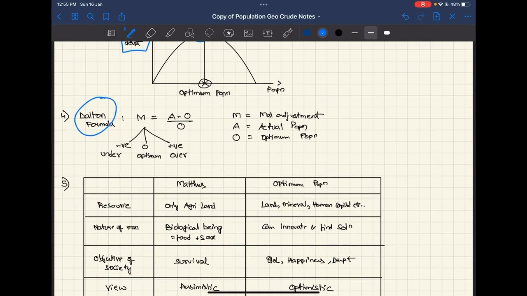So Dalton gave a formula for maladjustment, which is (A minus O) by O. A is the actual population and O is the optimum population. If it is negative, this is underpopulation. If positive, it is overpopulation. If it is zero, it is the optimum population.